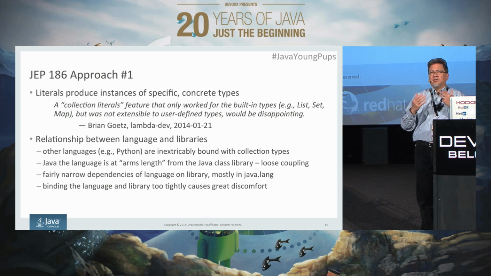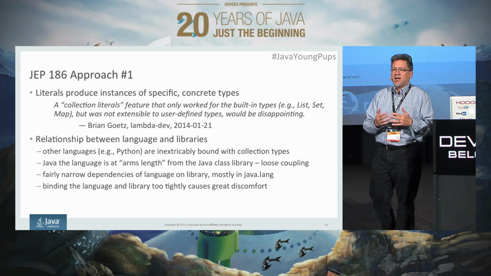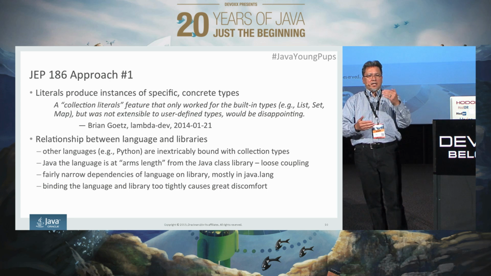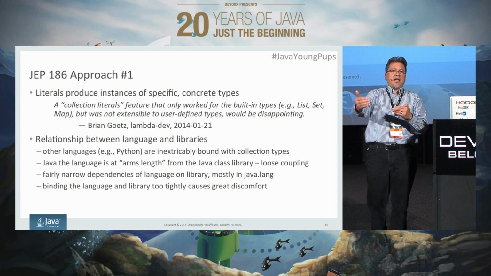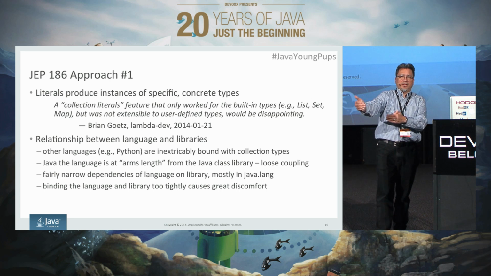But what that brought to the surface was this idea that the architecture of Java is to have the programming language and the class library be at arm's length. So this is an example of the loose coupling principle.